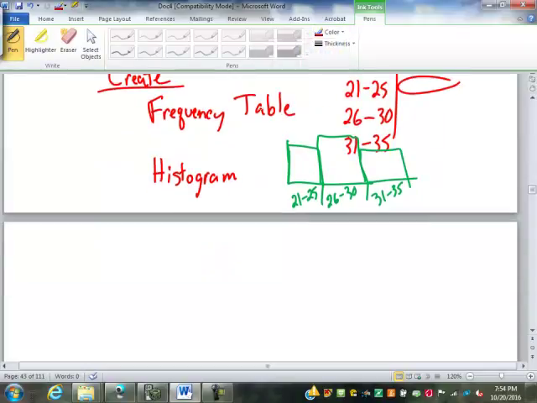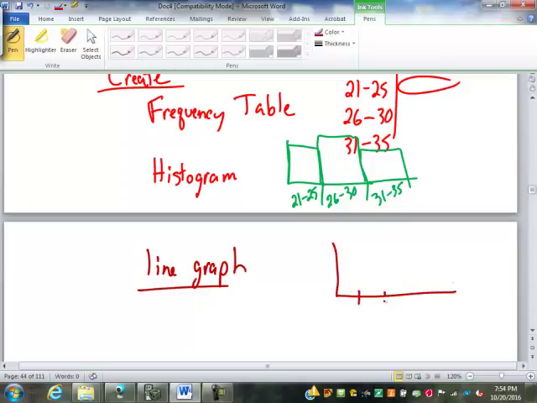From a set of data, you'll need to be able to create a line graph. Remember, a line graph usually has years or time periods on the bottom. The numbers up the side, and you'll get a line that looks like this. But it shows the changes in that value over time as you progress from one time period to the next.